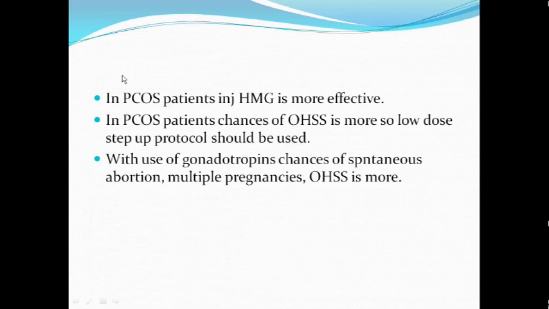In case of PCOS patient, injection HMG, which is the combination of FSH and LH, is more effective. In case of PCOS, where AMH is high, we have learned there will be more chances of hyperstimulation. So over responder, chances of ovarian hyperstimulation syndrome are more. So low dose step up protocol should be used. With use of gonadotropin, chances of spontaneous abortion, multiple pregnancy and OHSS are more.